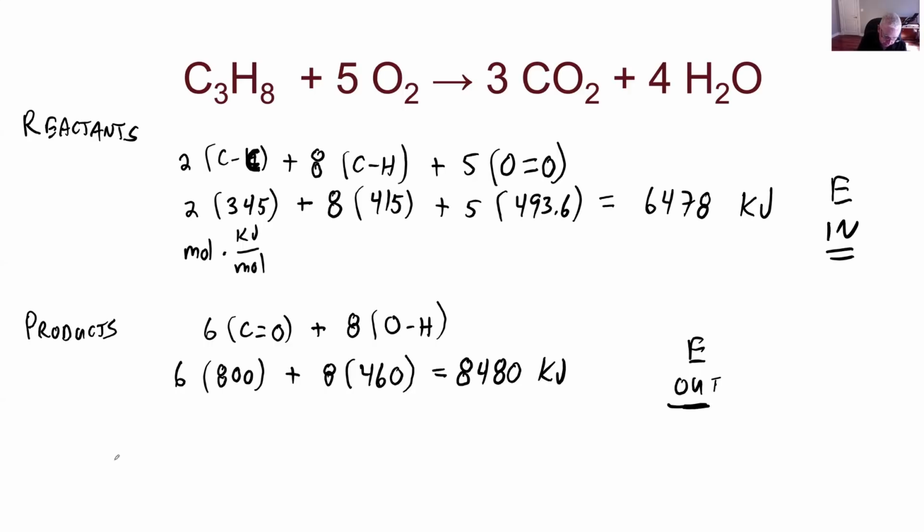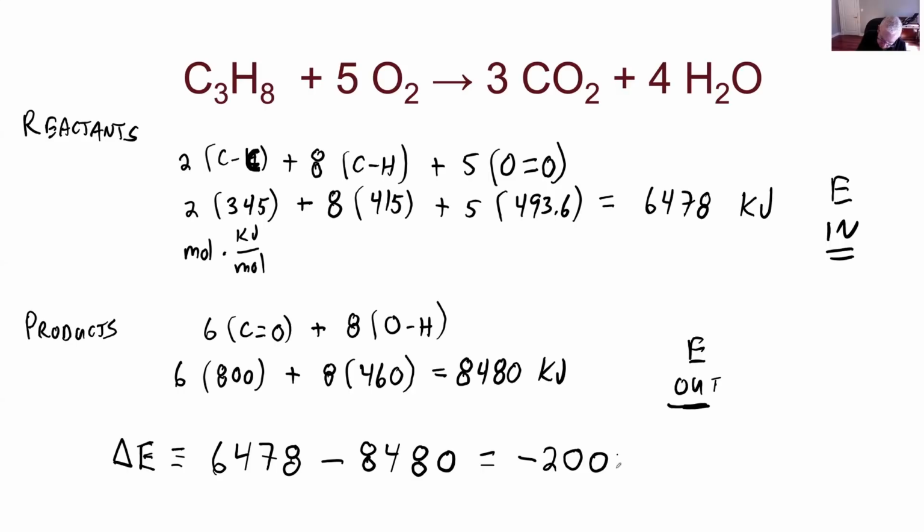That means when I put these together, I want to say delta E is equal to, sorry about the third line, my pen is hesitating here, 6478 minus 8480. And that, when I subtract it, according to my notes, is equal to minus 2002. And that should be in kilojoules.